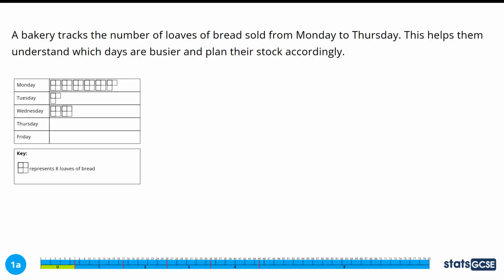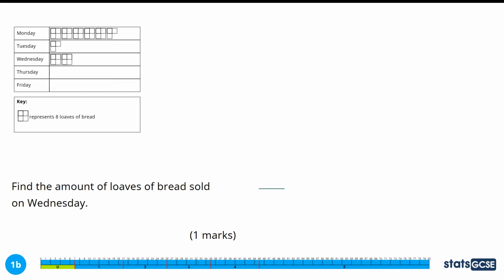Enjoy! A bakery tracks the number of loaves of bread sold from Monday to Thursday. This helps them understand which days are busier and plan their stock accordingly. Find the amount of loaves of bread sold on Wednesday.